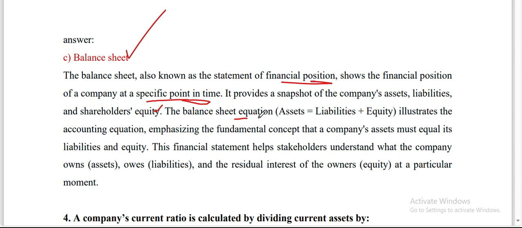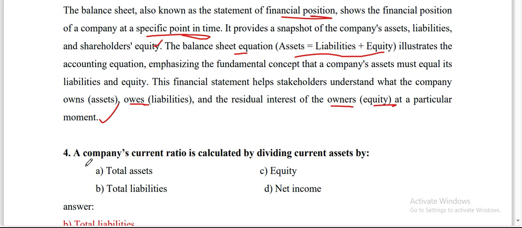The balance sheet equation is assets equal liabilities plus equity. This formula illustrates the accounting equation, emphasizing the fundamental concept that the company's assets must equal its liabilities and equity. These financial statements help stakeholders understand what the company owns, or assets, what it owes, or liabilities, and the residual interest of owners, or equity, at a particular moment. So the best answer for this question is balance sheet.